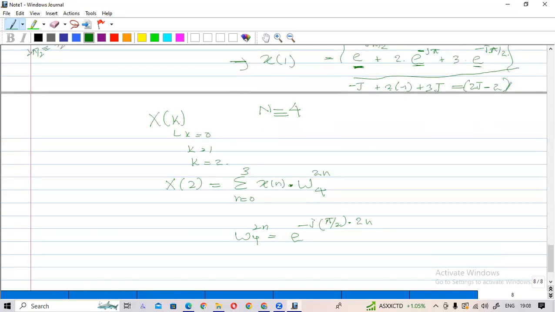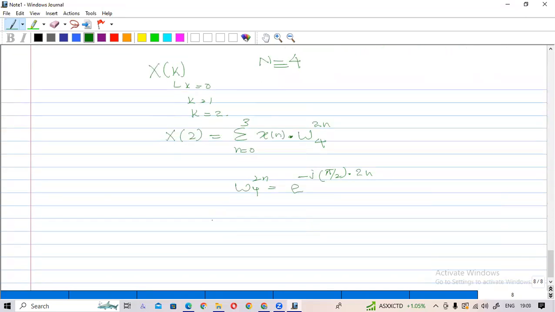Now you can apply it here. So you will have x2 is equal to sigma n from 0 to 3 of xn e to the power minus j π by 2 times 2n. This 2 and 2 you can cancel out, so you will have sigma n from 0 to 3 of xn e to the power minus j πn.